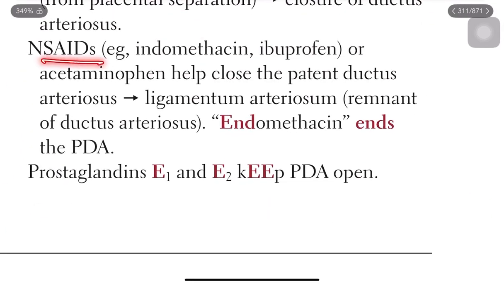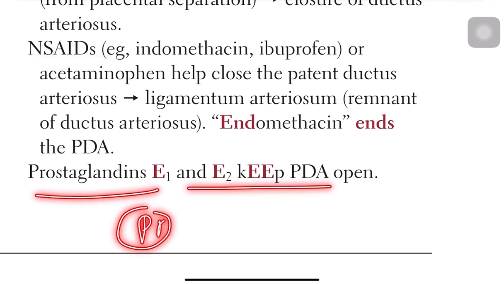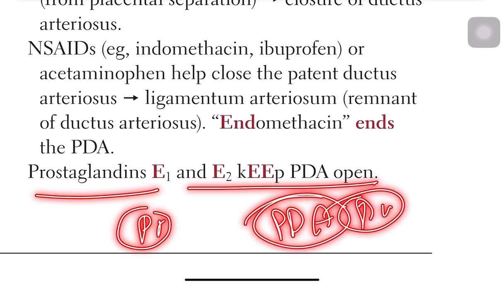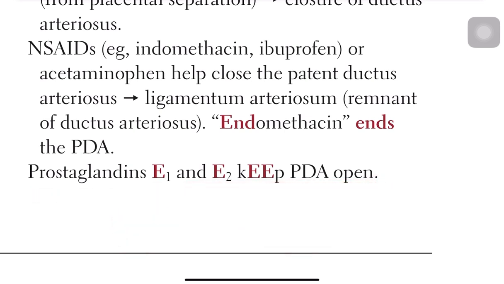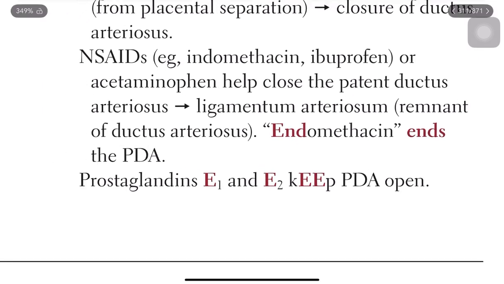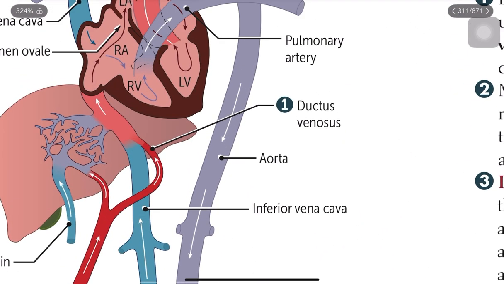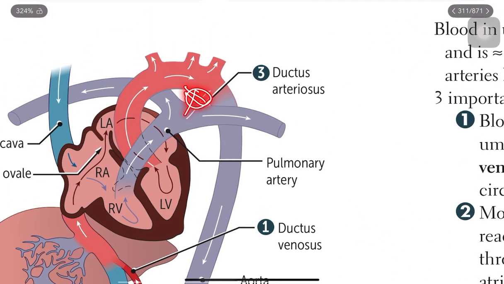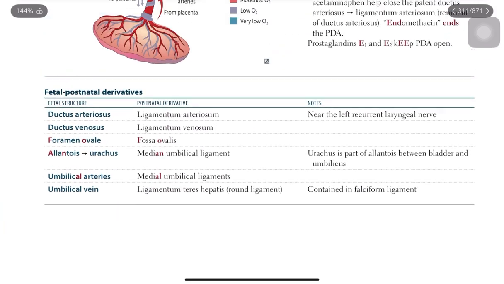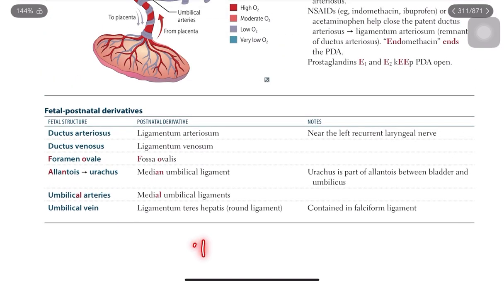And say, with NSAIDs, what do prostaglandins do? Prostaglandins keep the ductus arteriosus open. If you give NSAIDs, what would happen? The ductus arteriosus will close. Let's say your ductus arteriosus has been closed. Tomorrow we will discuss the anatomy and physiology of the CVS. Thank you.